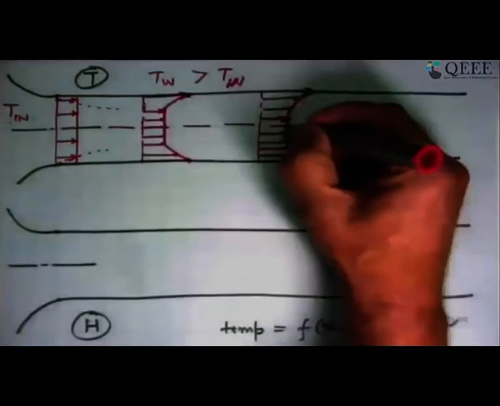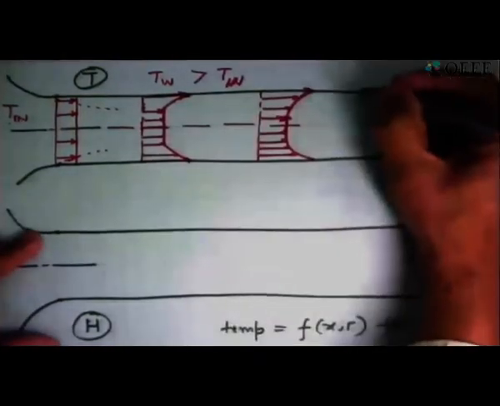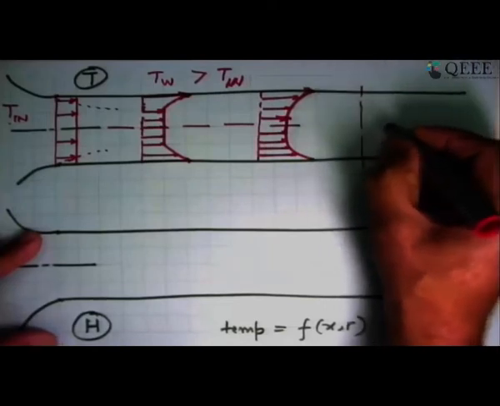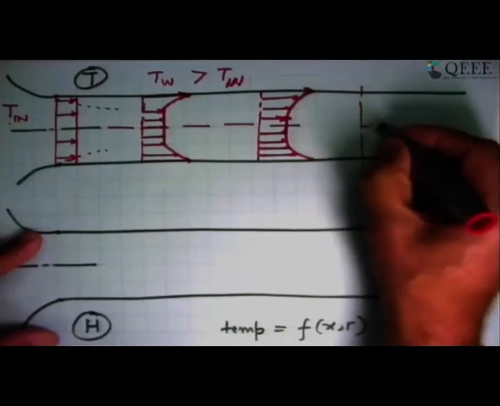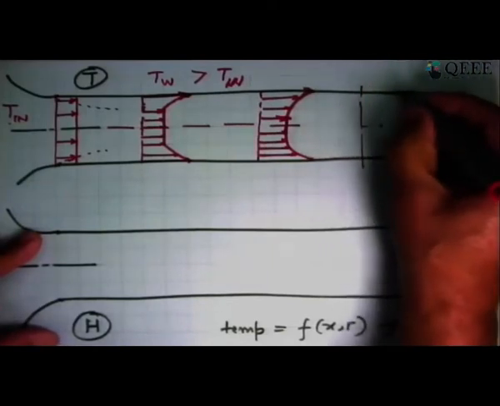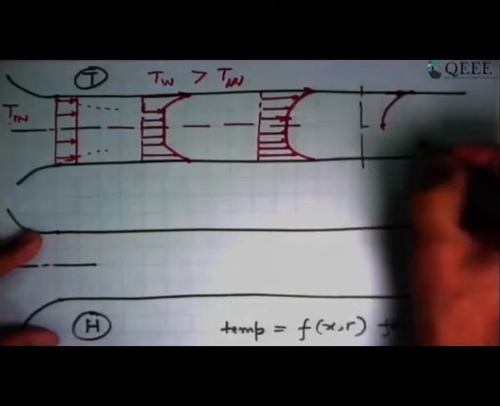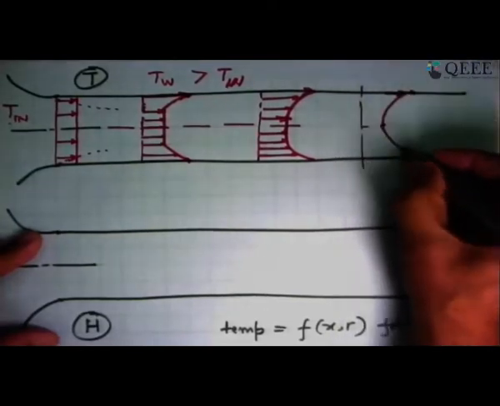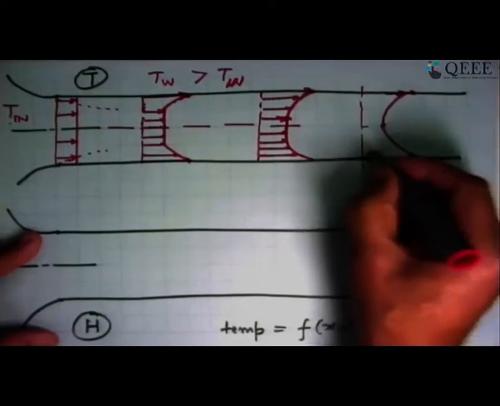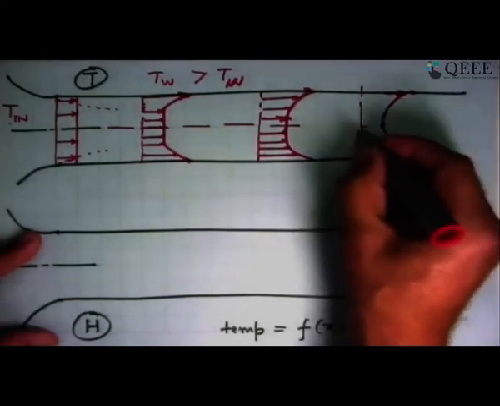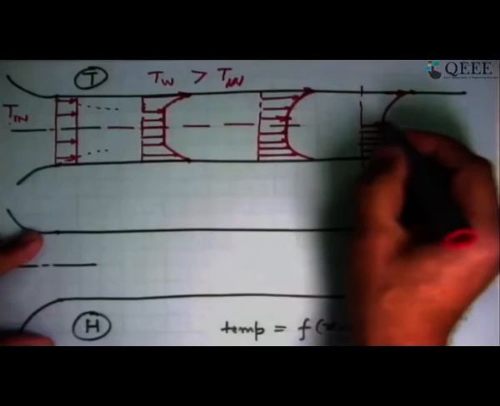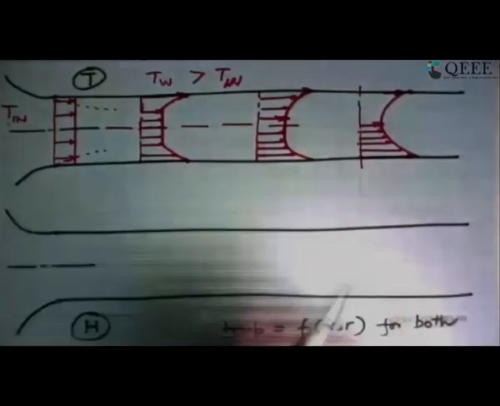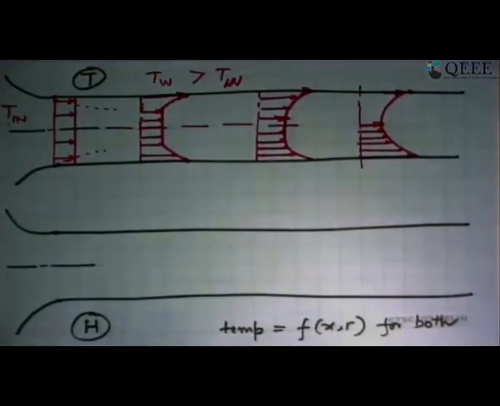So a small flat portion. And after a while, this flat portion will be the first point where the flat portion will disappear. So it was here, this is the wall, and you'll have a profile like this. Wall temperature at the edge, and at the center, it is still T in. Now the question is, what happens as it goes further?